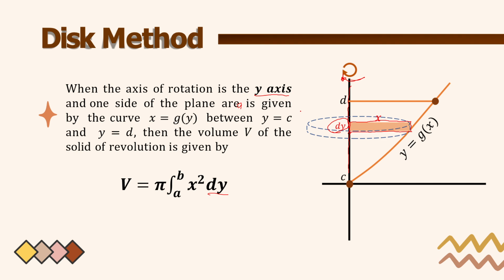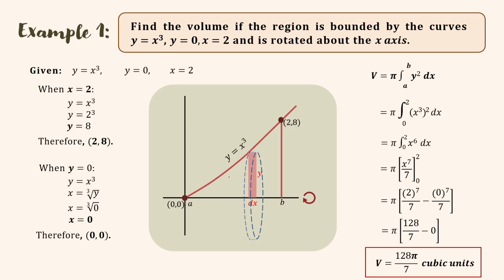If the axis of rotation is the x-axis, all of the functions that we're going to integrate are in terms of x. That's why the formula has dy, because this is the width and this is the length of the strips. Okay, so let us have problem number 1.